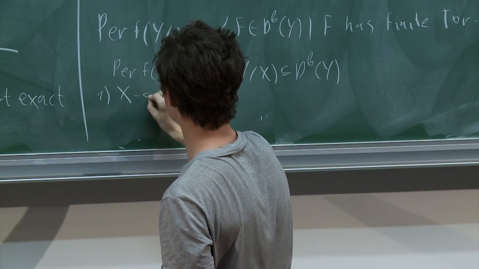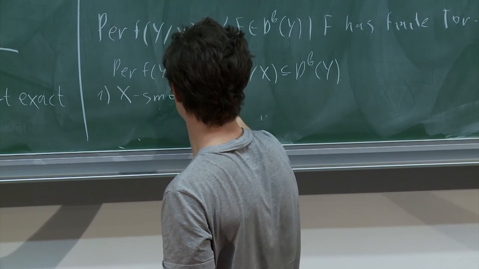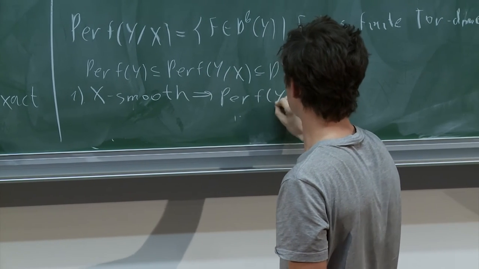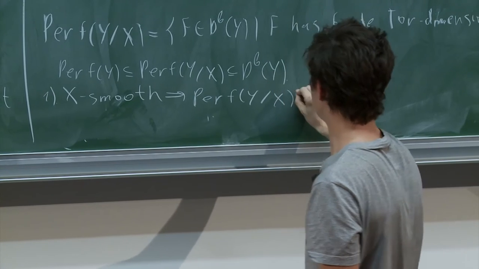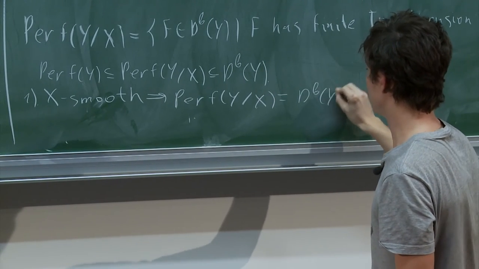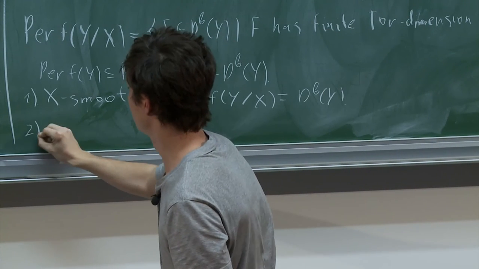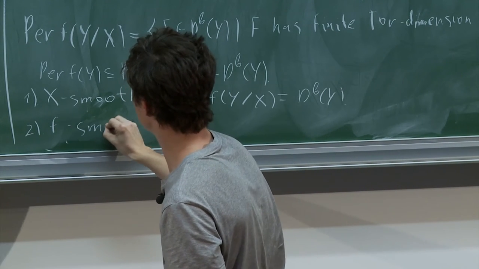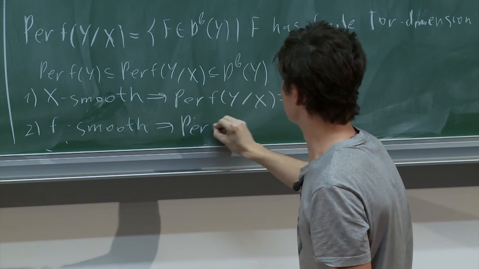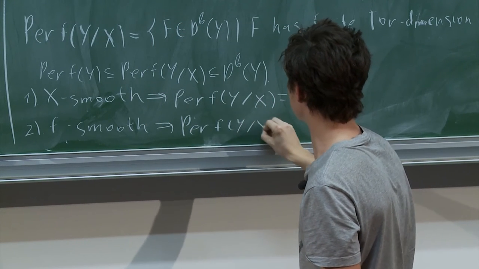If X is smooth, this is just the category dB of Y, and if F is smooth, then this is just perfect complexes.